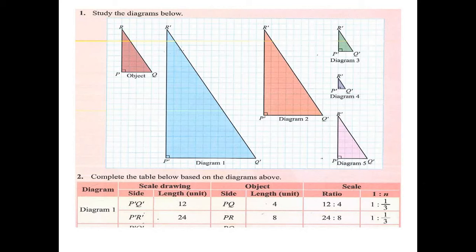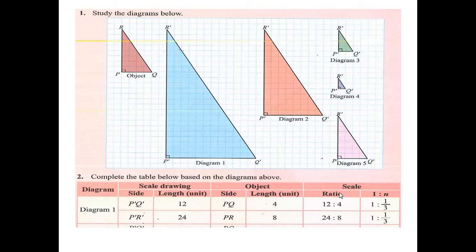Now we try to study this diagram. We're going to look for the scale being used from the diagram given. PQR is the object and all these are the drawings. Look at the first example here, diagram 1. Length of P prime Q prime is 12 units. Length of object PQ equals 4.